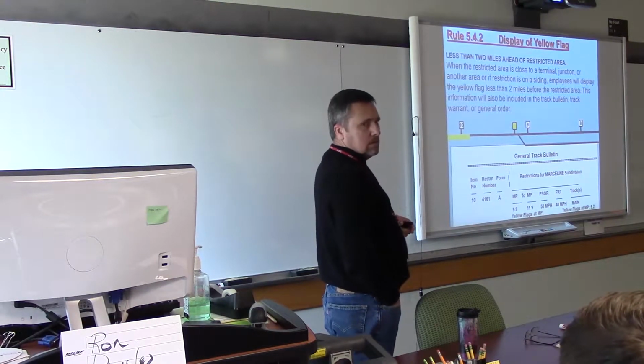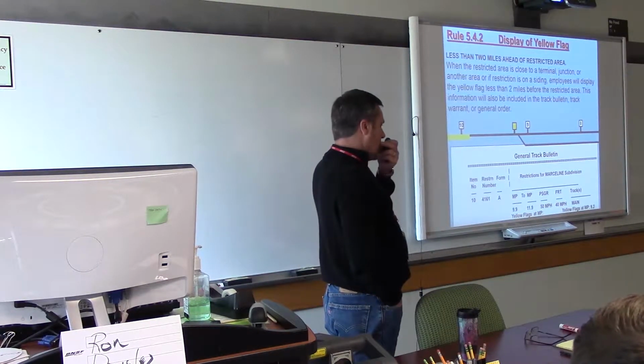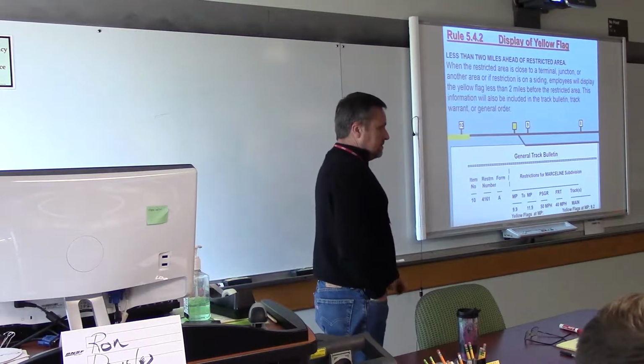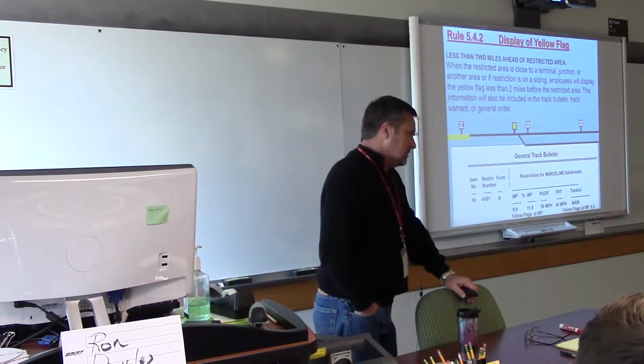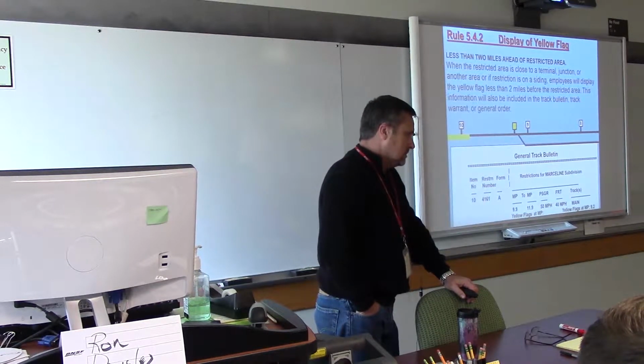Oh, okay. Yes, sir. Would there ever be a case where the yellow signal board is on the main track and the siding goes around it, and can that train just not see that signal board?